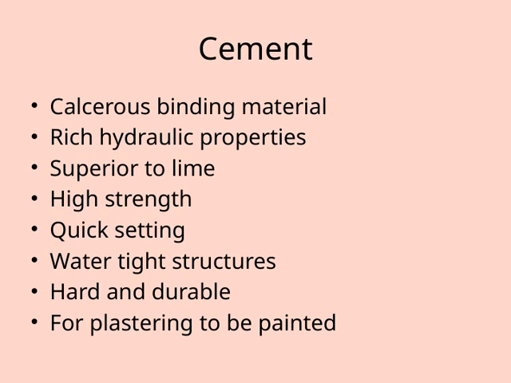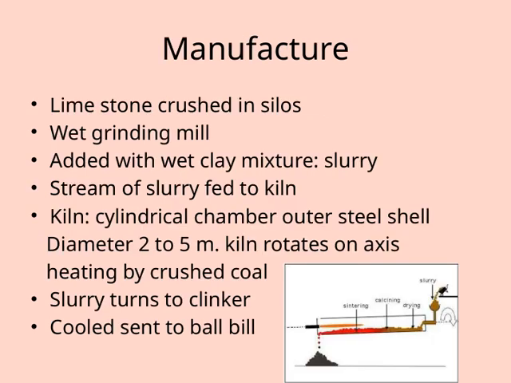Its hardness and durability mean that structures built with cement can last for decades with minimal maintenance. Additionally, cement is often used for plastering surfaces that will be painted, providing a smooth, strong finish. Overall, cement's combination of strength, quick setting, and water resistance makes it an essential material in modern construction. Now let's look at the manufacturing process.